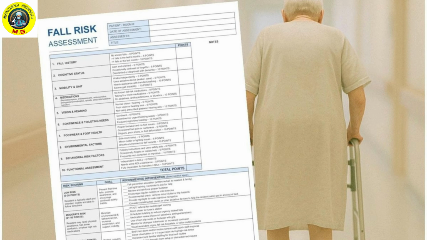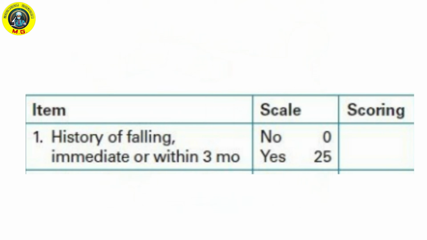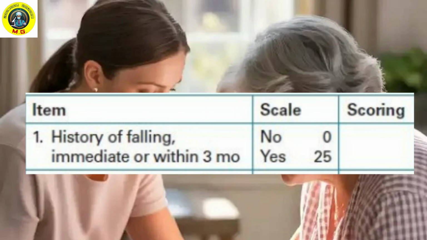Here are the 6 items of the Morse fall scale and their standard scores. You will score each item, add them up, and categorize the risk. First is history of falling. If there is no history of falling, then the score is 0. And if there is a history of fall, then 25 is given. That is within the last 3 months or during the current admission.